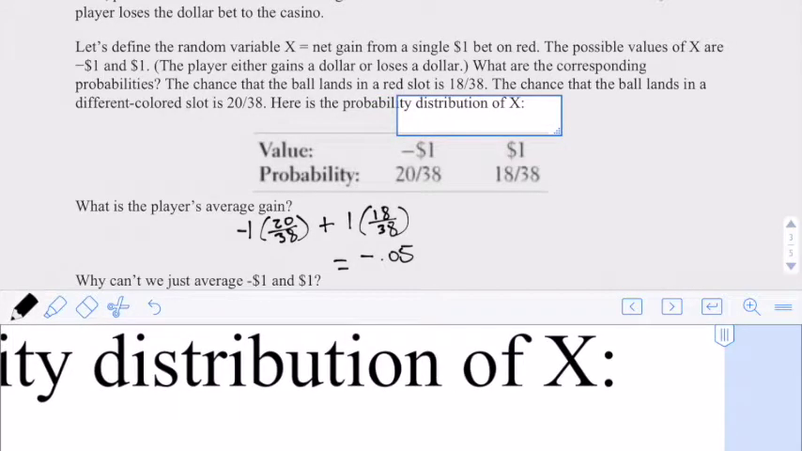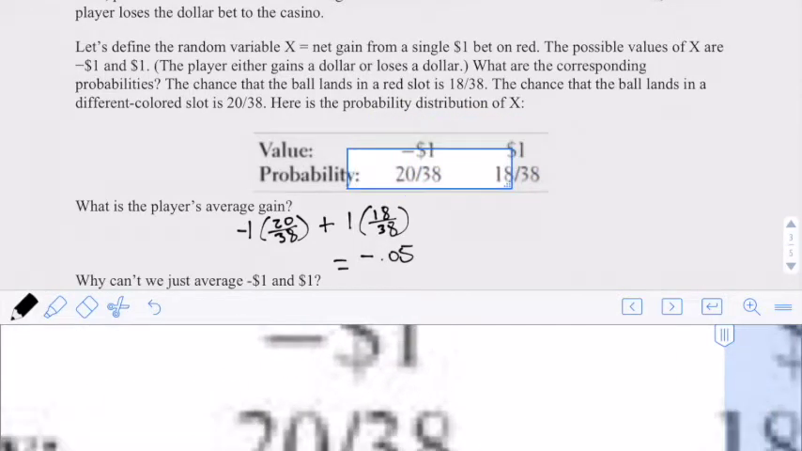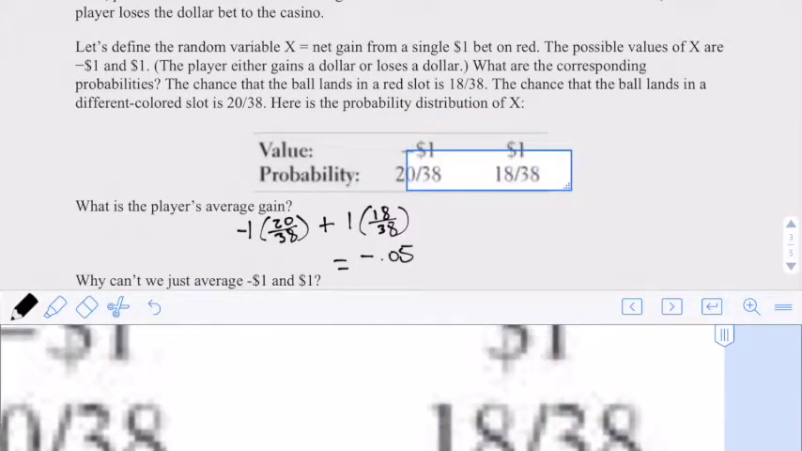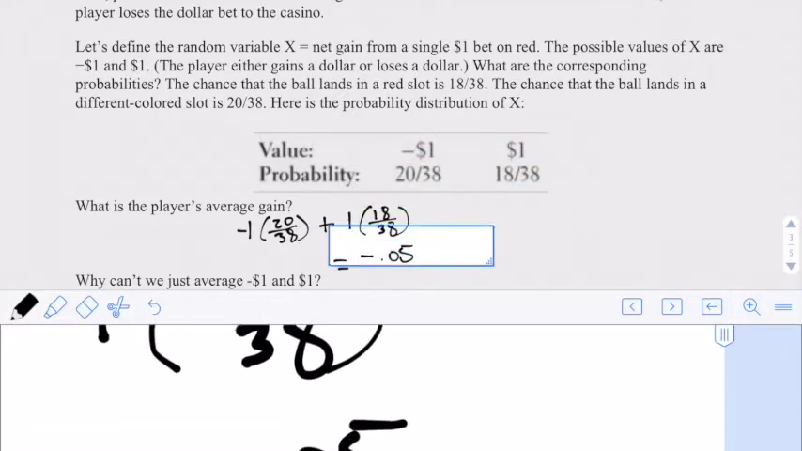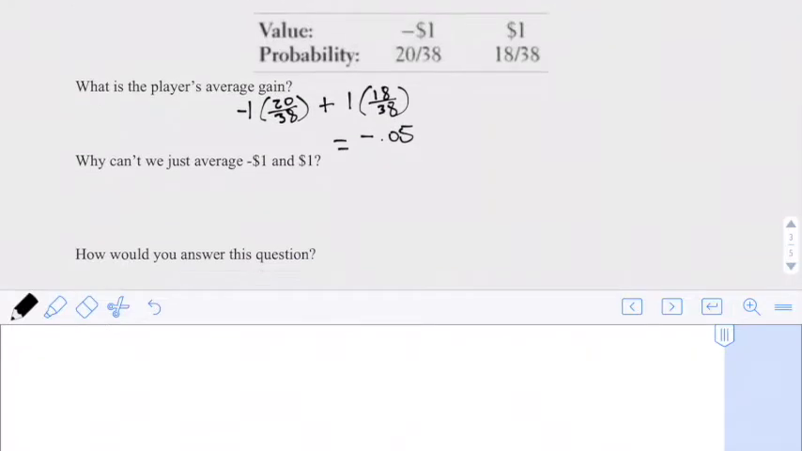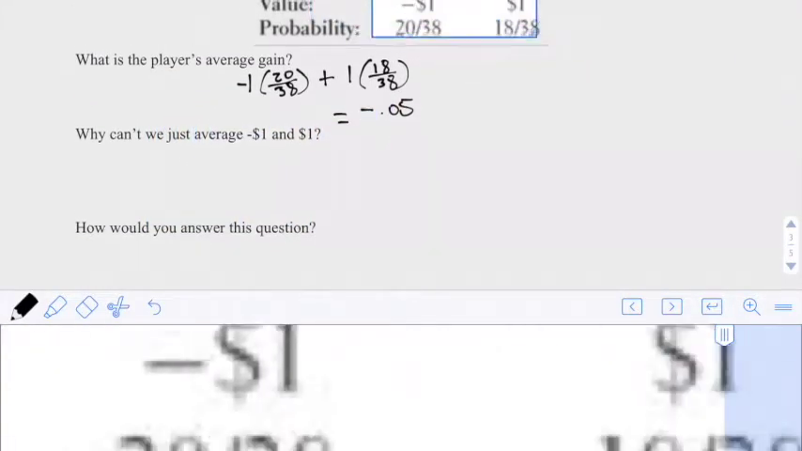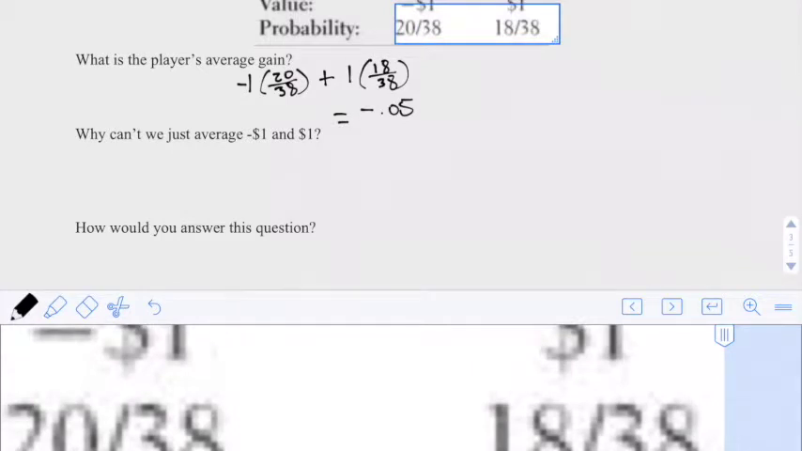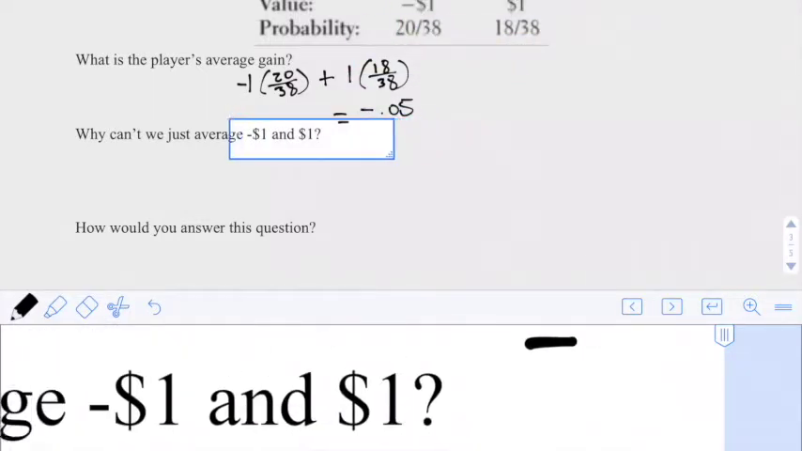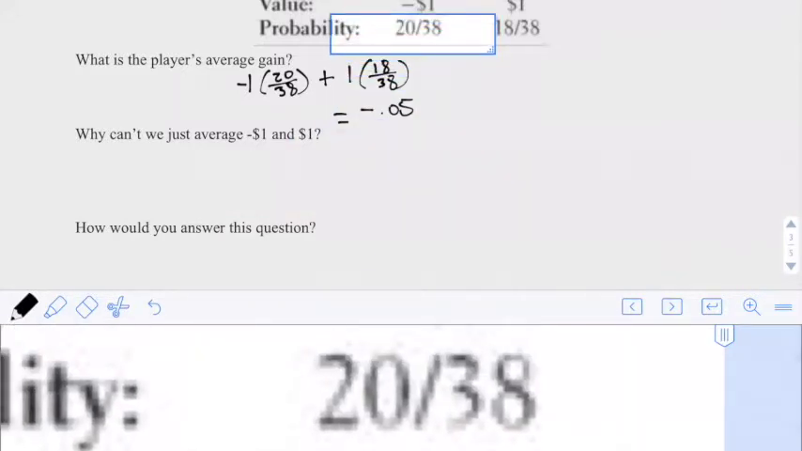That's how averages work. But if you think about it in the long run, you're going to lose a little bit more than you win. So you're technically losing 0.05 if you were to play this game a lot. Why can't we just average negative 1 and 1? Well, the probabilities are not the same. If it was equally likely, we could average negative 1 and 1 and the average gain would be 0, but it's not, because remember, you lose a little bit more.